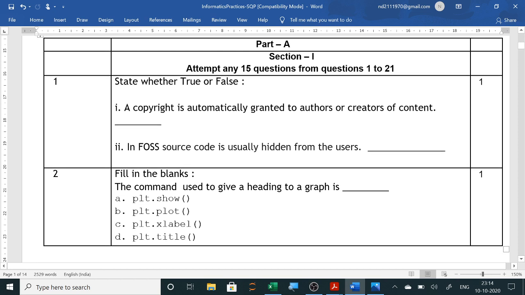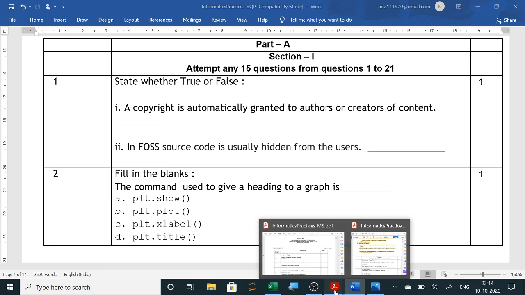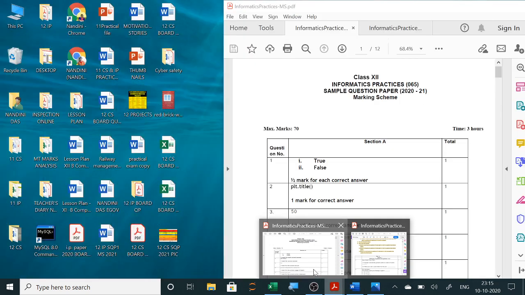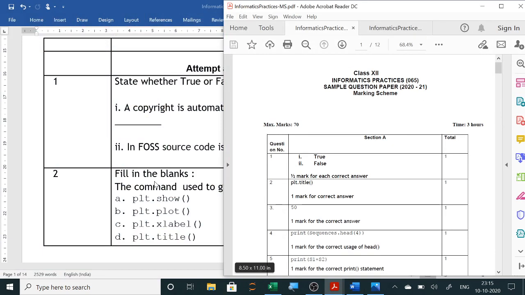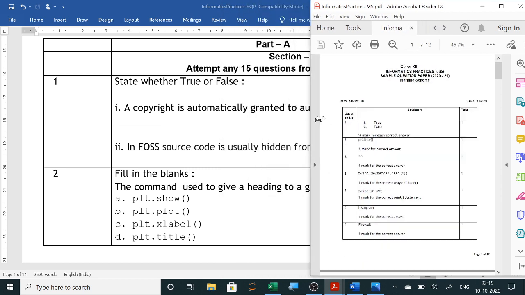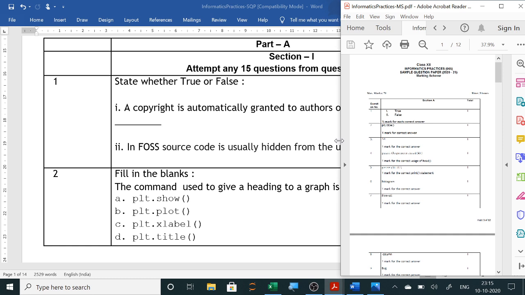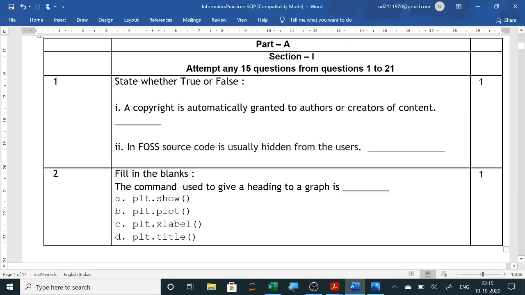And I will make separate videos for solving those 5 marks questions in detail. Clear? So here the answer is also given. You can open the answer and check it also. So these are the marking scheme, provided by CBSE only. So let us go through all the questions here first.